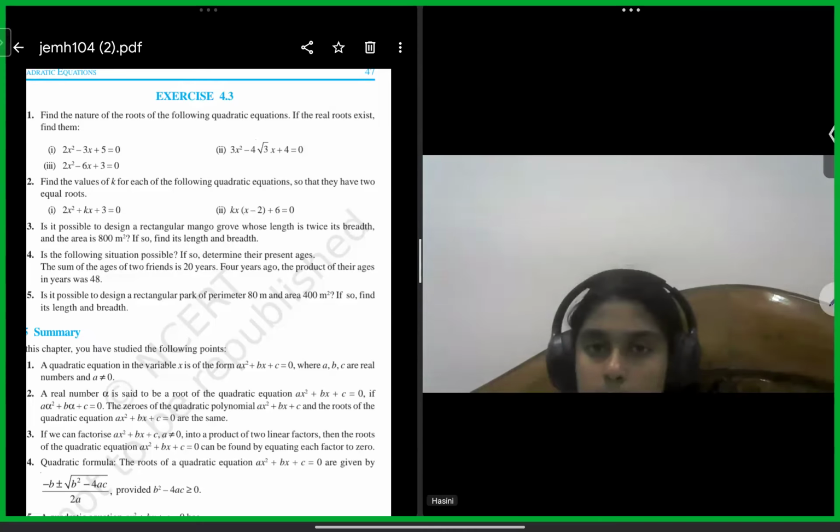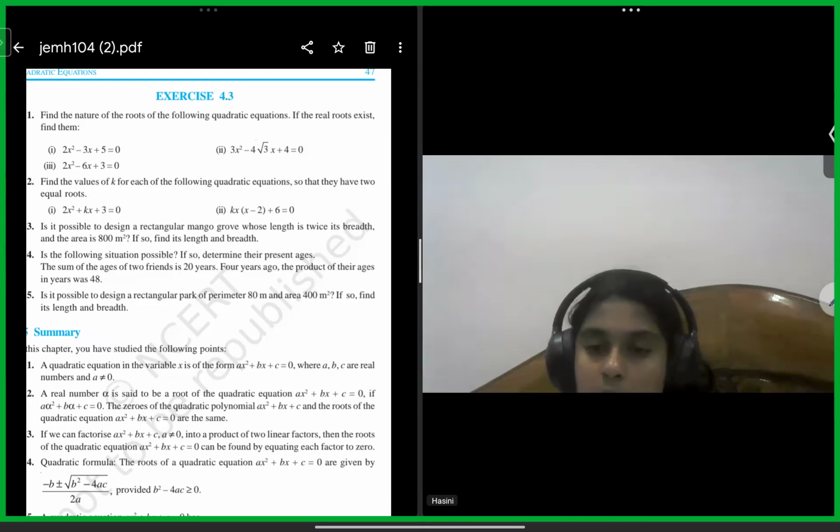Instead of that, when the hint is to check the possible situation, whether the values are possible or not, like "Is the following situation possible?", in the fourth question, fifth question, third question, once we frame the quadratic equation as per the situation, we'll first find out b square minus 4ac without going to splitting the middle term or the formula directly.